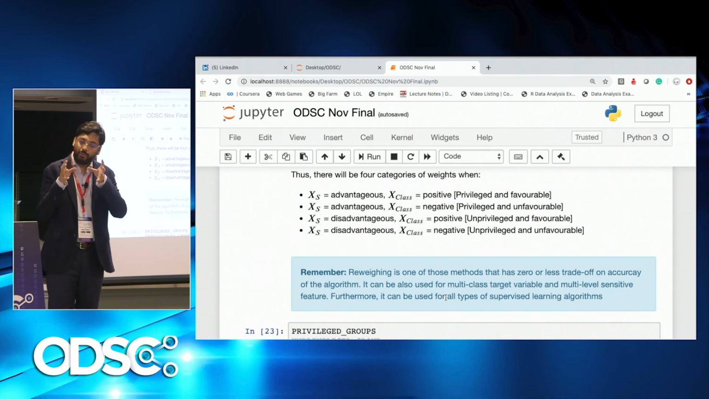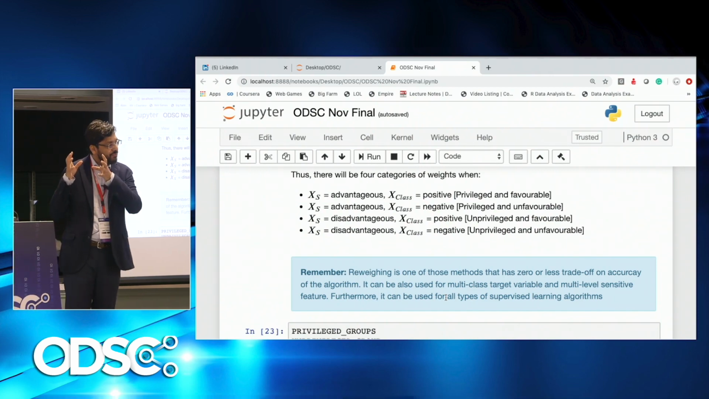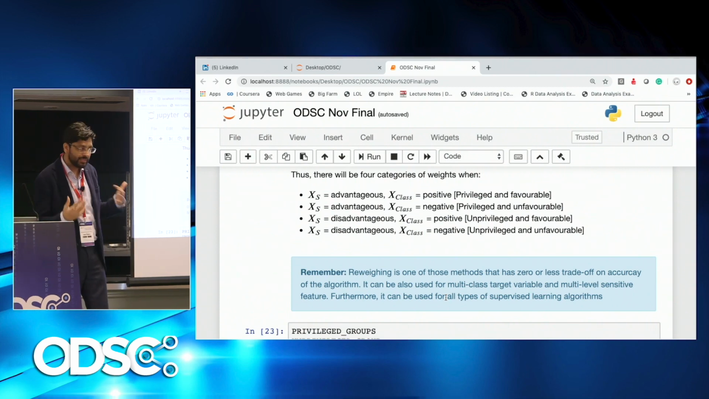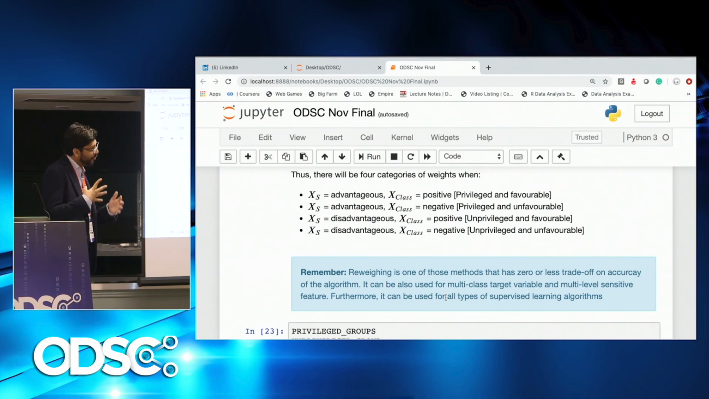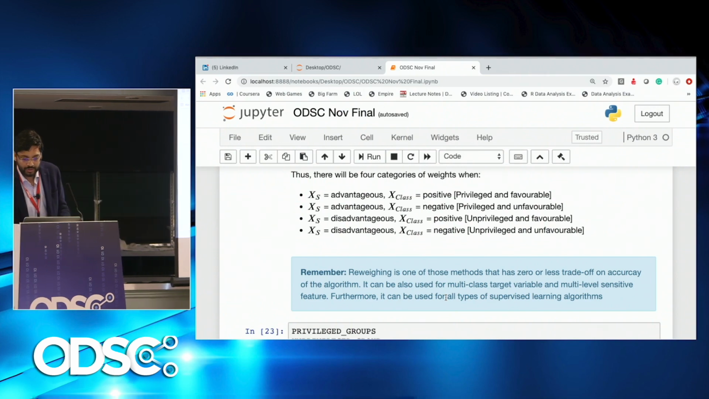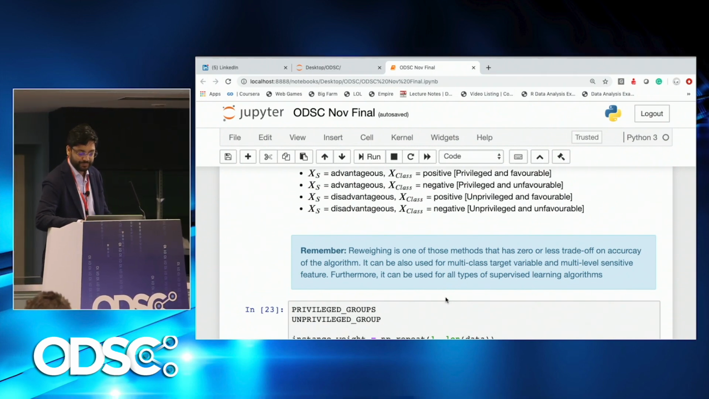I'll reward you with point A, I will punish you with point B, or penalize you with point B, if it is for male unfavorable group. I'll punish you with point C if it is for female favorable, and point D for female unfavorable. So I can give you 4 weights, and for each of these combinations I'll do a weighted loss function, a weighted penalty, right? So anybody who did not understand this concept?